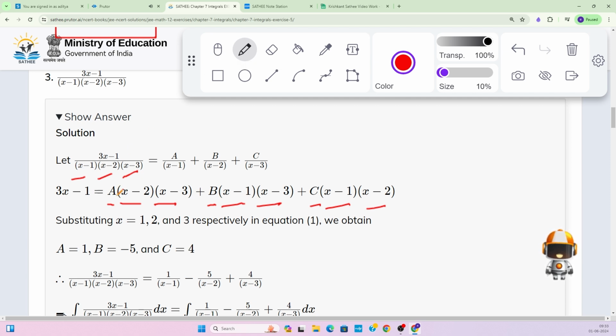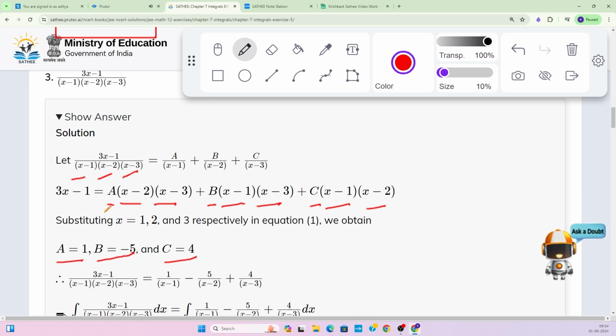Now again, after expanding the product and comparing, what you will get is a as 1, b as minus 5, and c as 4. One way is to first simplify and expand it. Another way to find your a, b, c values is very easy: make some of the terms equal to 0. This will vanish your other terms and give you the value you want.